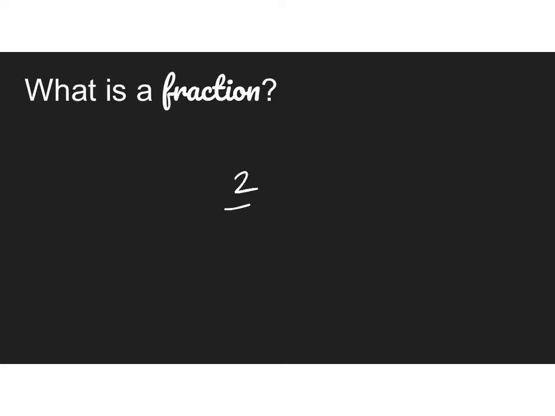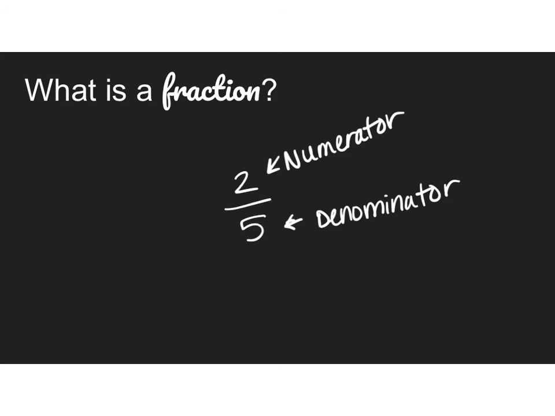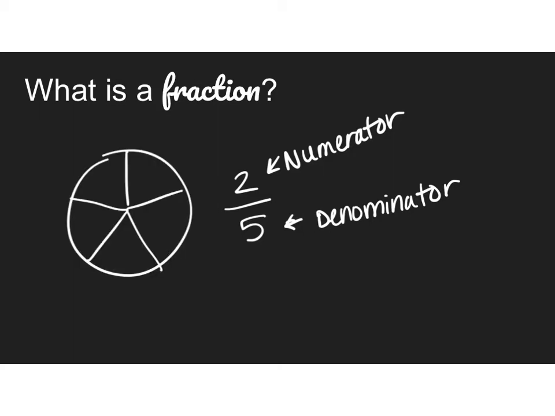Remember, a fraction has two parts. It has the numerator, or the number on top, and the denominator, or the number on the bottom. The denominator represents how many total parts there are in the thing that we're talking about. And the numerator represents how many pieces out of that whole thing we have. So in this case, we have 2/5, or 2 out of 5 pieces.